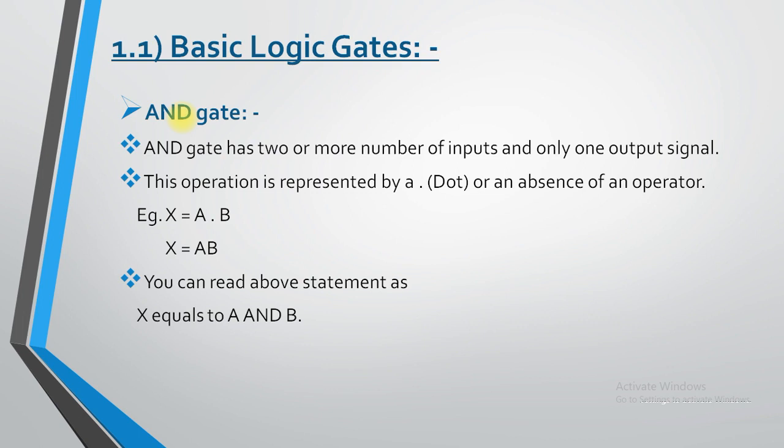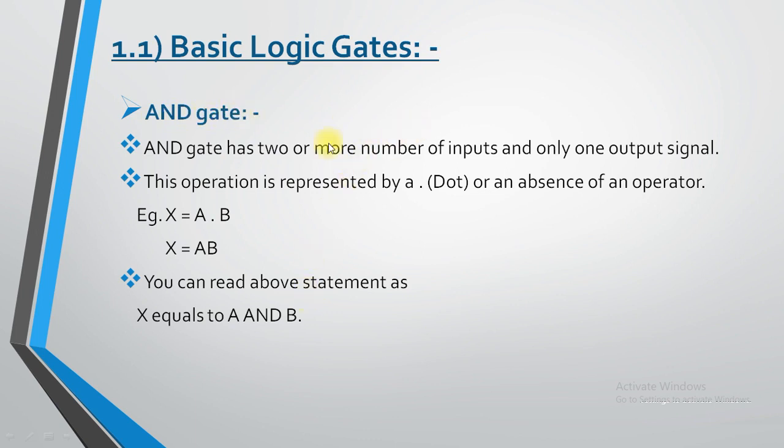Why? Because what is our condition? Our requirement is that the person should be female and her age should be greater than or equal to 18. So if both the conditions are true, in that case only the output will be 1 or true. In the remaining cases you will not get a mobile phone. So that gate is known as the AND gate.